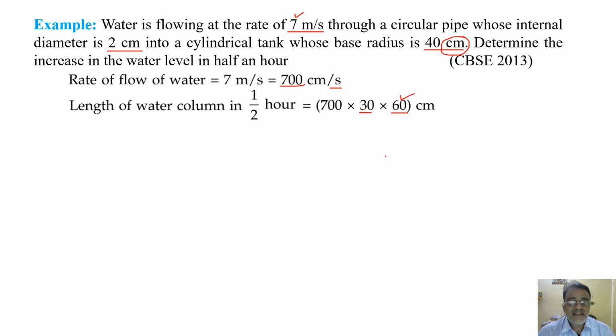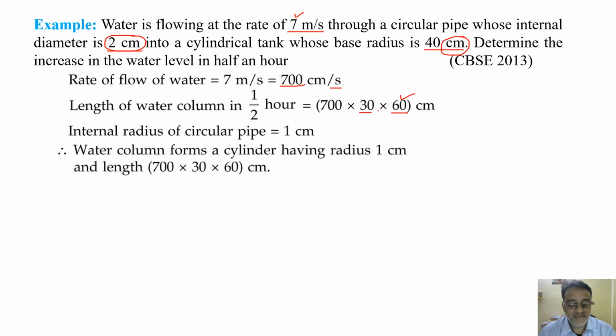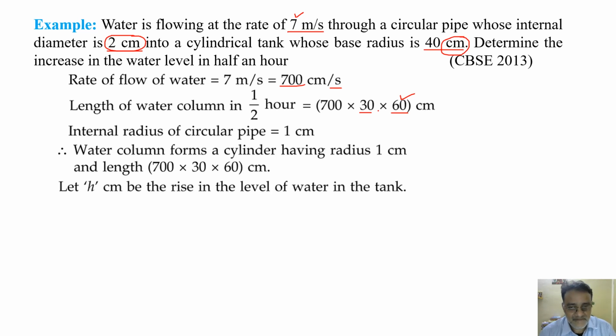Yes, sir. Right. Now the internal radius of the pipe will be 1 centimeter because the diameter is 2 centimeter. Now the water column will form a cylinder when it flows through the pipe, and the radius will be 1 centimeter. Then the length will be 700 into 30 into 60. So let h centimeter be the rise or increase in the water level in half an hour.